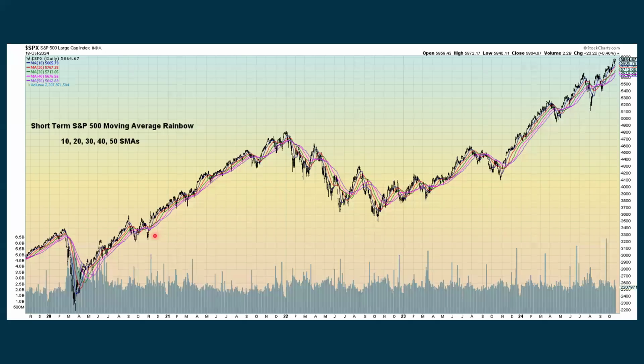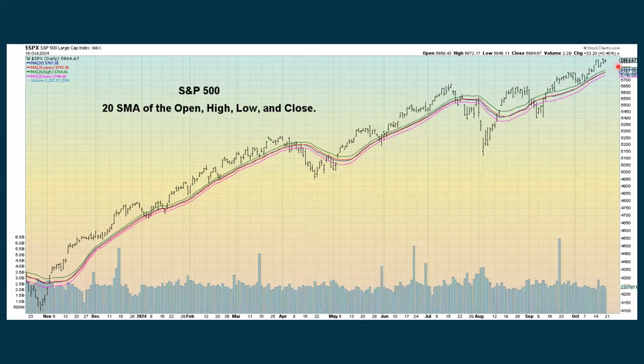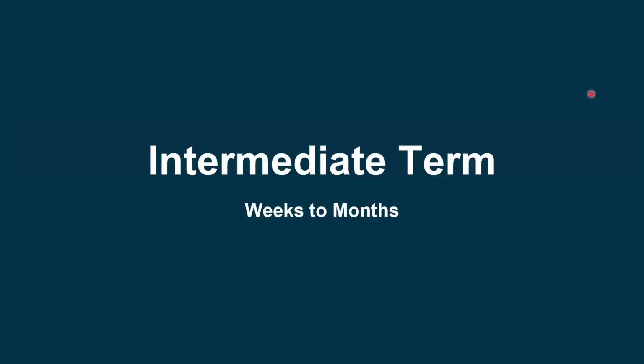Then we look at a short-term chart. This is a rainbow going from 10 periods up to 50 periods. The big takeaway from this is the S&P is above all of these lines and the lines are going up. So this means the short-term trend is positive. Then we look at a 20-period simple moving average of the open, high, low, close. We're above all the lines in this mini rainbow and the lines are going up themselves. This also supports the idea that the short-term trend is comfortably positive currently.